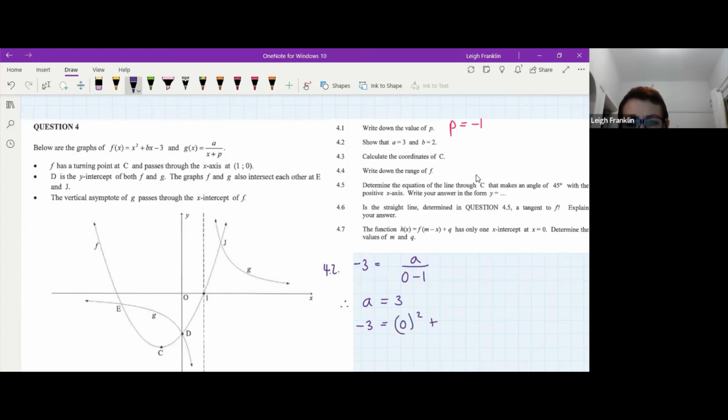Oh no, hang on a second. Sorry, that's not going to work, because then x would be equal to 0. Sorry, we're going to have to sub this point in over here.